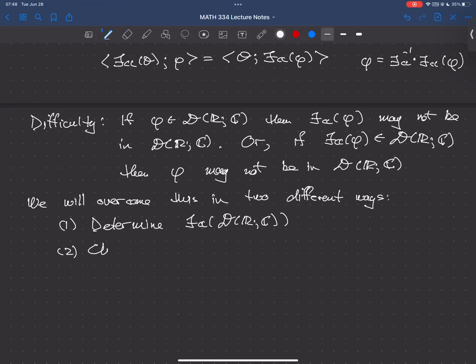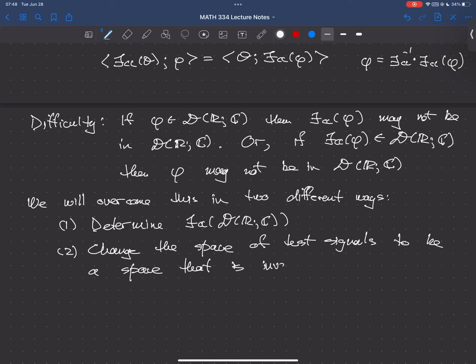And the other way is to change the space of test signals to be a space that is invariant under the CCFT. In other words, if you take a test signal in this space that we haven't yet described, then the CCFT is in that same space. All right, so this is going to require us to introduce two new classes of distributions.